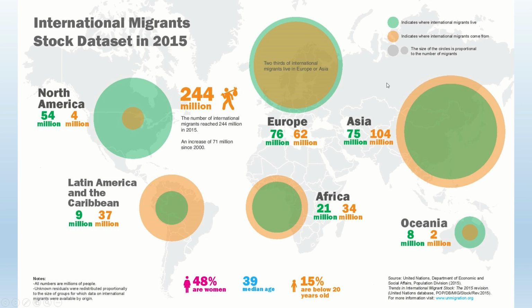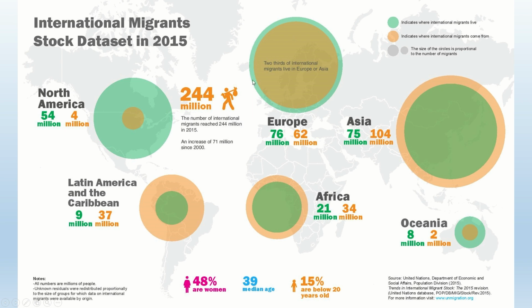If we look at this infographic, take a look at North America. You have an orange circle and a green circle. The green circle represents the number of people coming in. The orange circle represents the number of people going out. So you can see most people are coming to North America, as opposed to Latin America and the Caribbean, where the orange circle is much bigger in comparison.